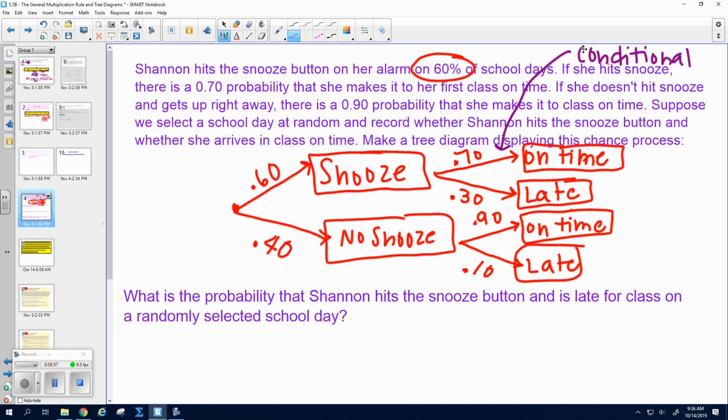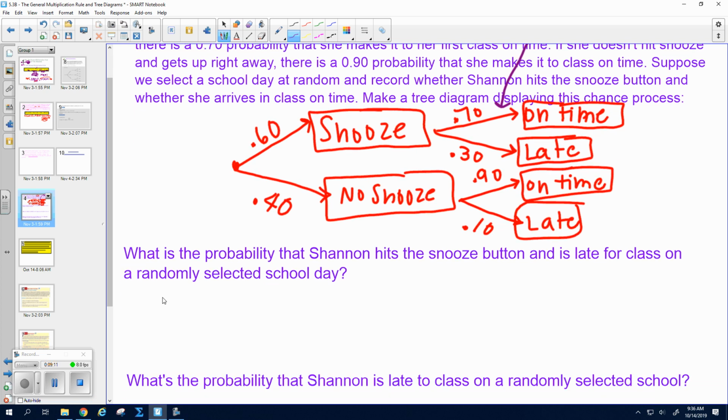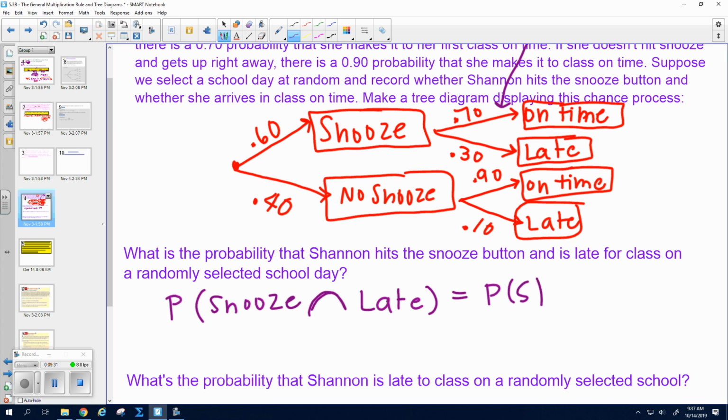Okay, so you're going to do a lot of tree diagrams tonight, and then you're going to answer a lot of questions based on your tree diagrams. So what is the probability that Shannon hits the snooze button and is late for class on a randomly selected day? So the probability she hits snooze, and, so use your and symbol, is late for class. We're going to use the formula, and we're allowed to multiply them together. So I'm going to do probability of snooze, and I'll just shorten it to S, times the probability of late given snooze. That's always the formula that you're allowed to multiply.